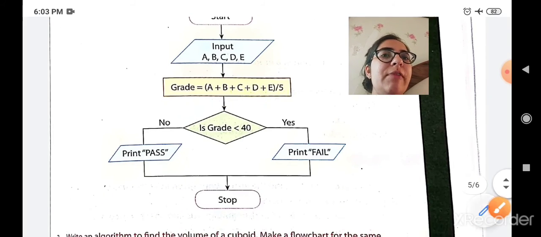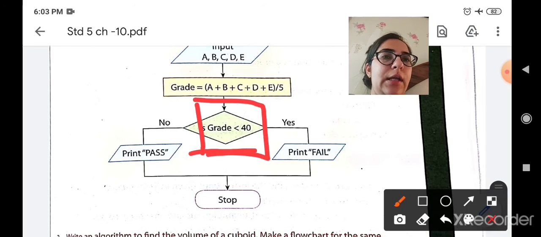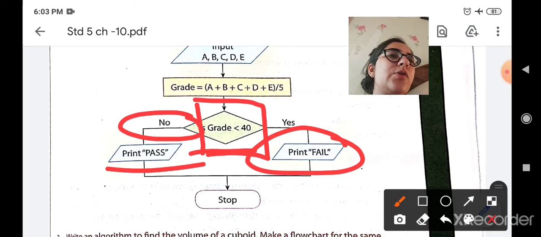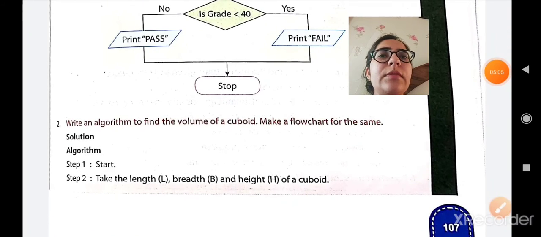Now the condition will get checked, that if the person's marks are less than 40, it means the grade of the person is less than 40. Yes, then the person is fail. But if the total marks or the grade of the student is greater than 40, it means if it is not less than 40, then the student is pass. And finally stop.